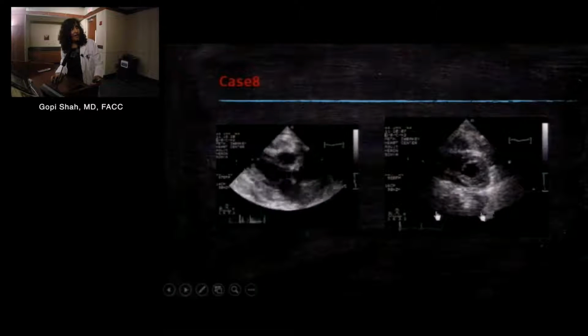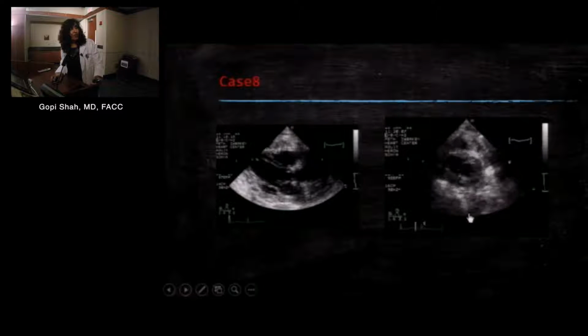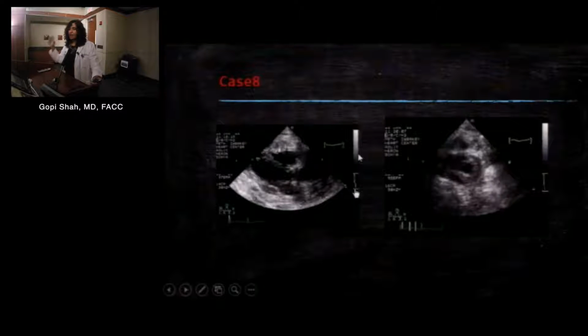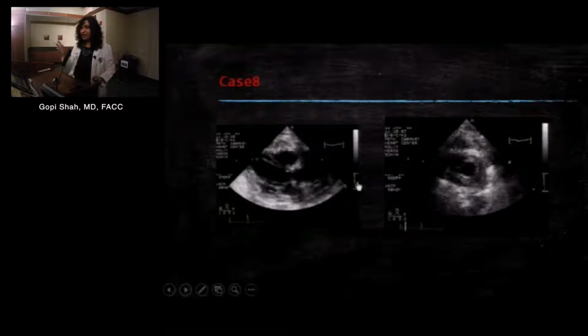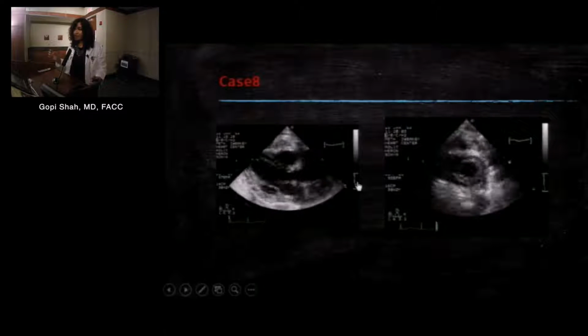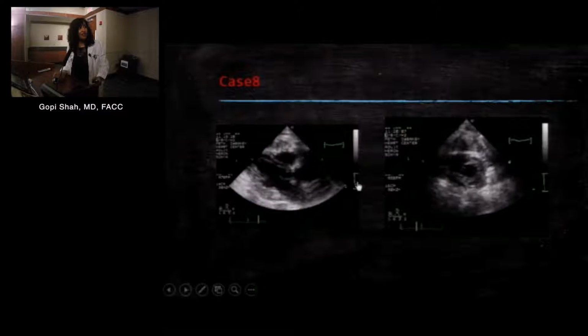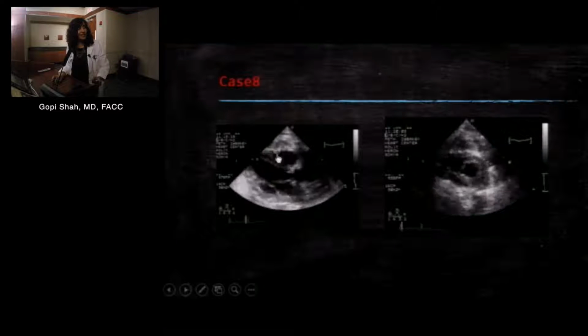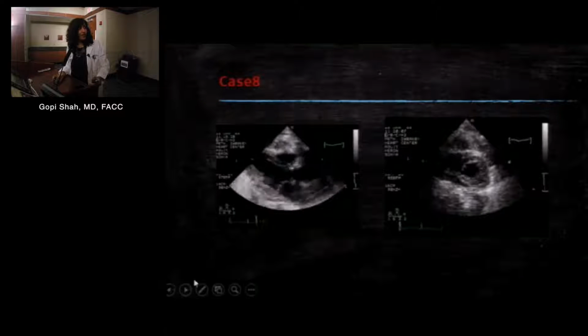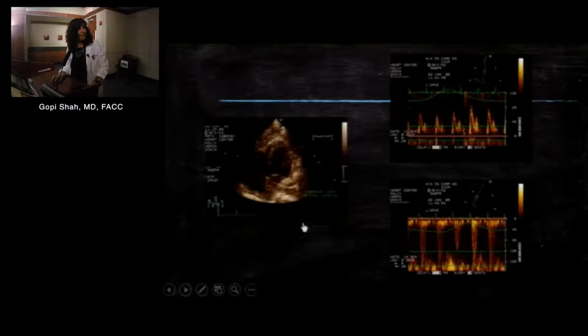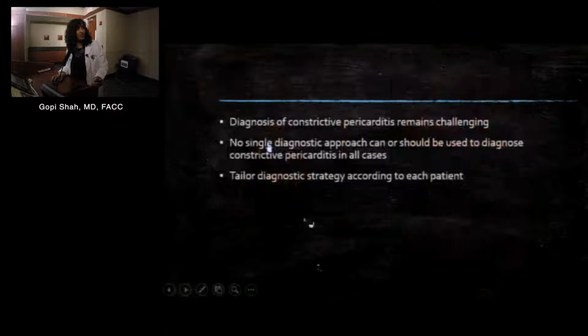So again, you don't need to have the entire pericardium involved in constriction. You can have segments of pericardium involved. You can even have hematoma causing constriction, as was seen in this case. There is a subtle septal bounce. You see a large hematoma here. And in this patient, you can probably appreciate a little bit of diastolic septal bounce here, and you have variation. So this patient had a localized collection of hematoma that was causing constriction.